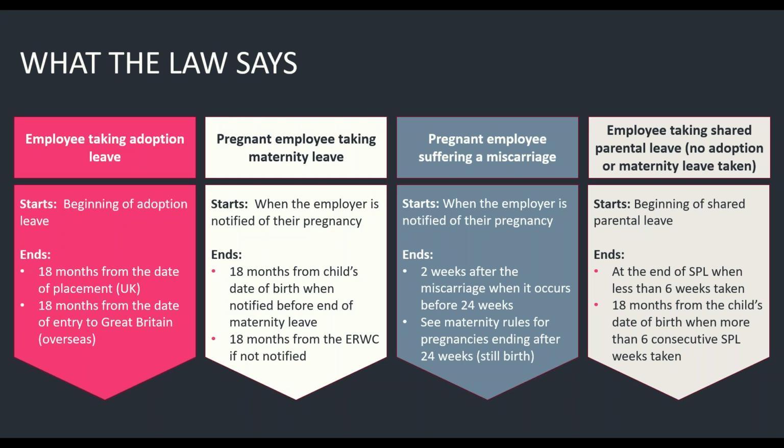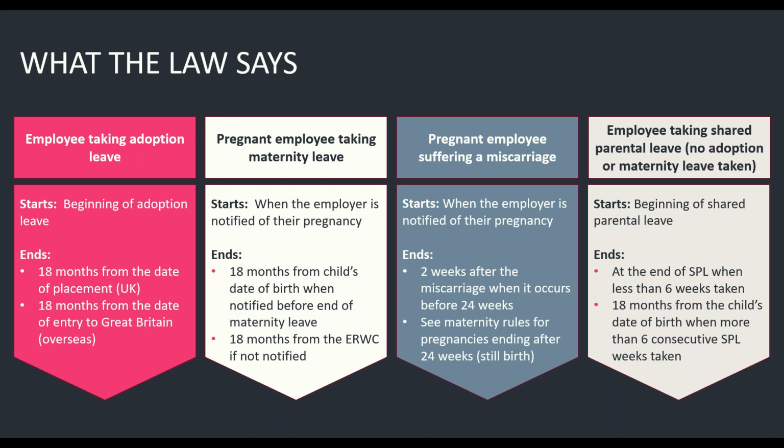When you're in a situation of you've got a pregnant employee and they suffer a miscarriage, then the protection for when they're pregnant starts when you are notified of their pregnancy, and it lasts for up to 2 weeks then after the miscarriage, when that occurs before 24 weeks of pregnancy.